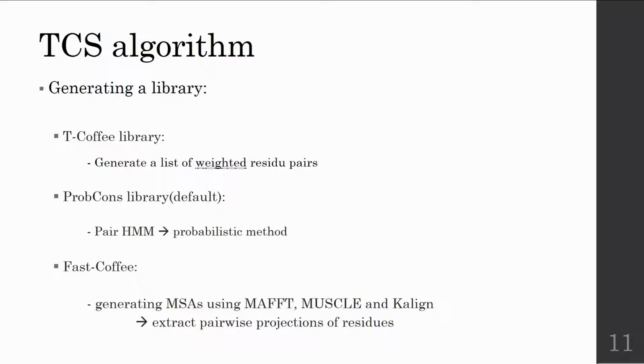What you can also use is fastCoffee, which generates multiple sequence alignments using muffed, muscle, and k-line. And from these multiple sequences that are generated, they are going to take the pairwise alignments from these multiple sequence alignments and use this as a library.